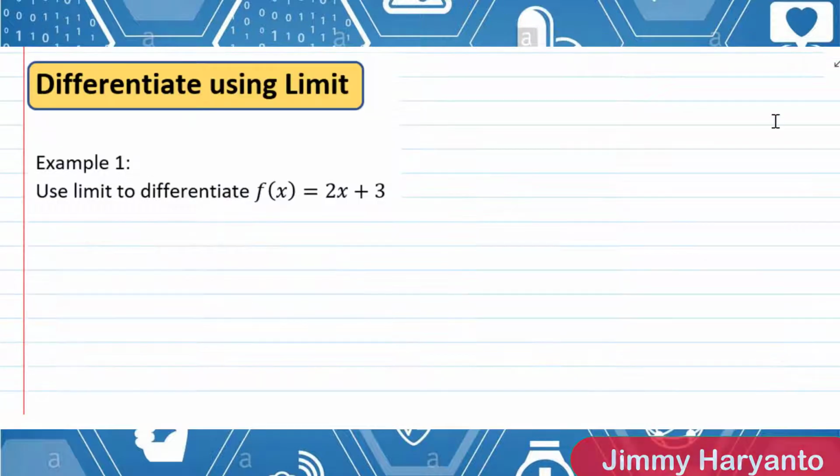Next, differentiate using limit. As we can see in the previous slides, we have the definition of differentiation as a limit, right? So we can use the limit to differentiate a function. Like example 1: use limit to differentiate f(x) = 2x + 3. Okay, so let's write the limit first.